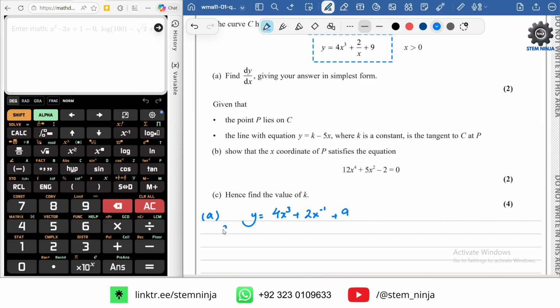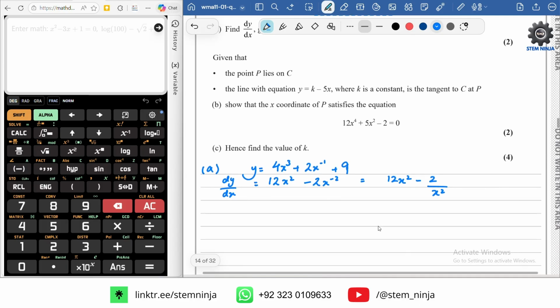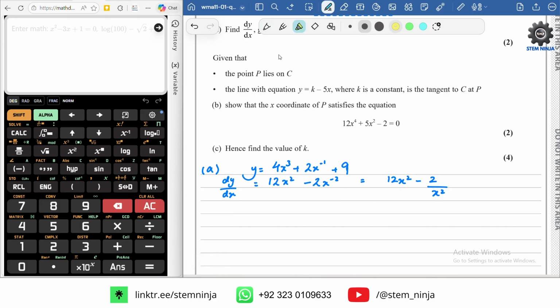Now we can easily do the dy by dx. So dy by dx would be 3 times 4, 12, x squared, plus minus 1 comes down, so this becomes minus 2, x raised to power minus 2, plus 0, because the derivative for 9 is simply 0. And this is the simplest form. You can rewrite it like this: 12x squared minus 2 over x squared. Both are simplest forms.